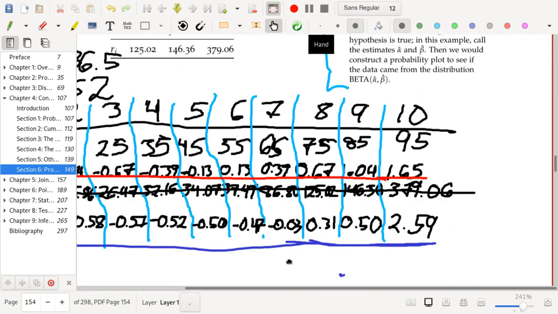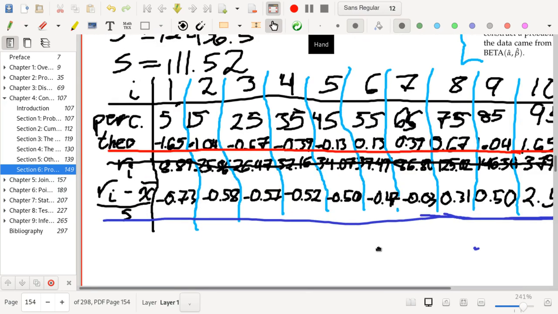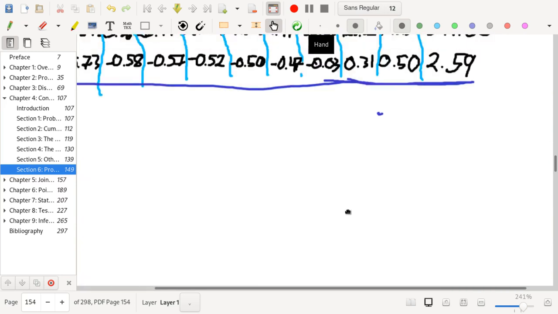And just by eyeballing this, this doesn't look good for the normal distribution. It seems like the normal distribution is inappropriate for our sample because it just doesn't seem to match. But let's go ahead and create the plot. That's why we're here.